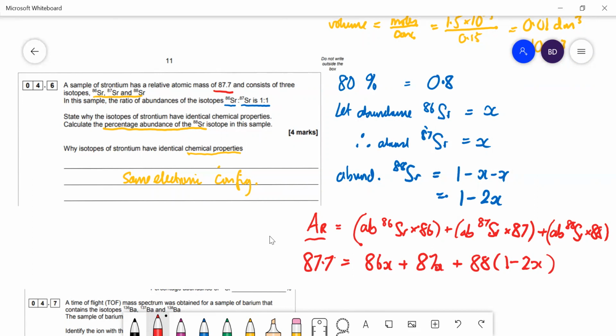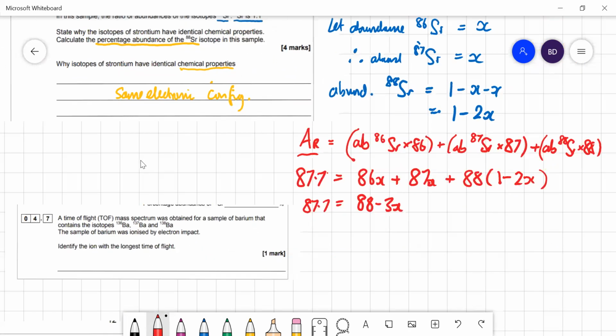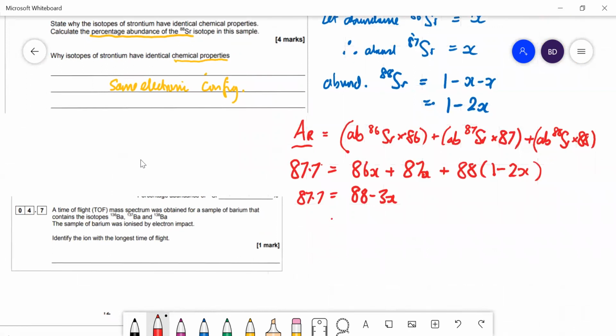So if we just simplify that out a little bit, we get that 87.7 is equal to 88 minus 3x. So that means that 3x is equal to 0.3. So x is equal to 0.1.